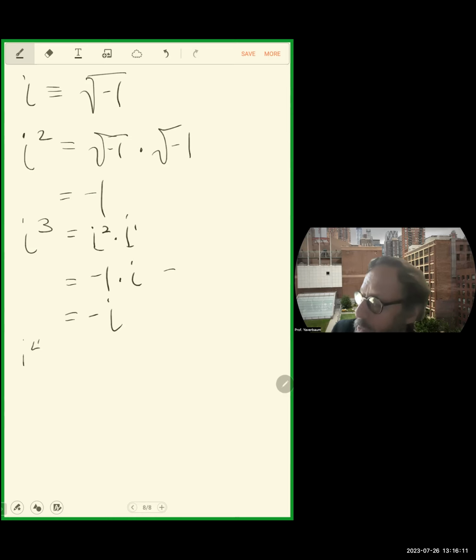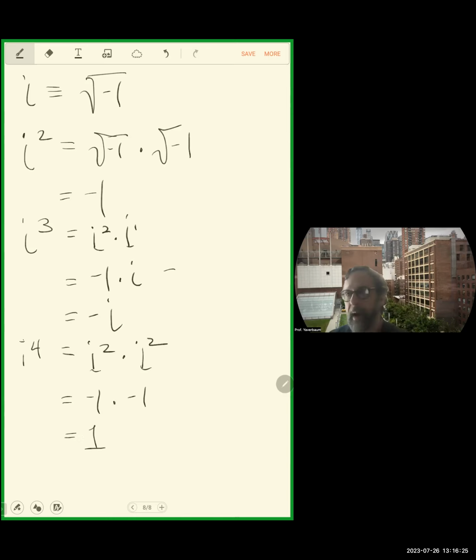i to the 4th would be i squared times i squared, which is to say -1 times -1, which is to say 1, right? Now, how far am I going to go with this, you might ask? Good question. I'm going to go one more step, and that's it. And here's why: because i to the 5th would be i to the 4th times i to the 1st, right? Which is to say 1 times i, which is to say i.